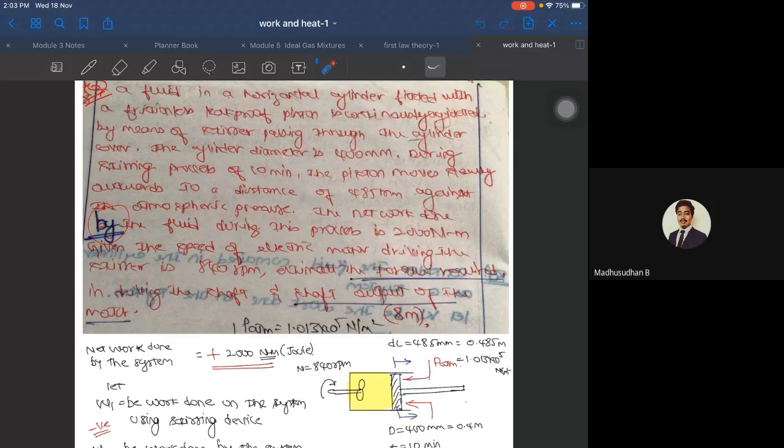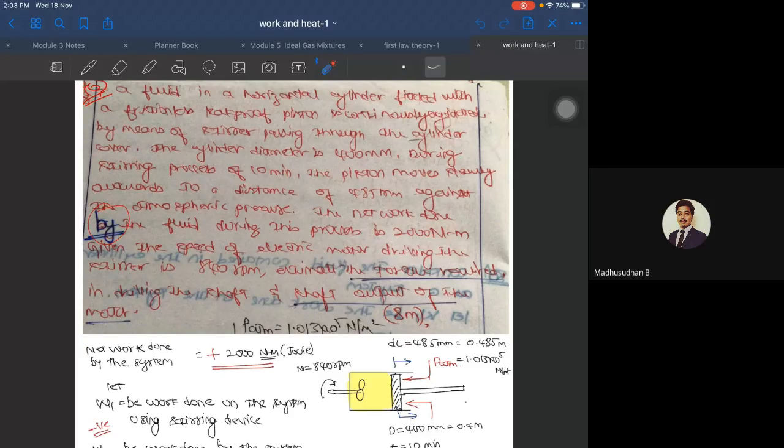The cylinder diameter is how much here? It is 400 mm. During the stirring process of 10 minutes, so he is stirring it up for 10 minutes, continuously stirring it up, the piston moves away slowly outwards to a distance of 485 mm. So dl is how much? 485. So 485 mm it has moved.